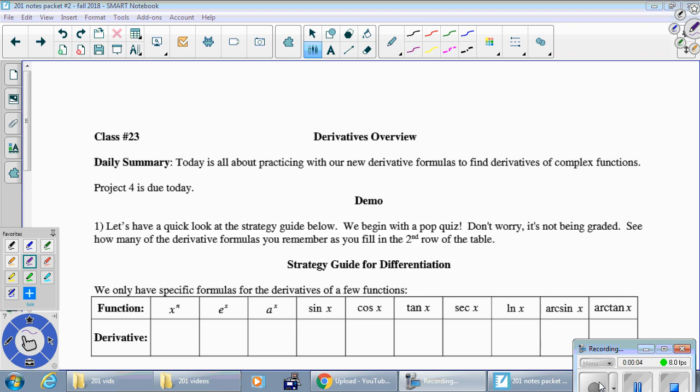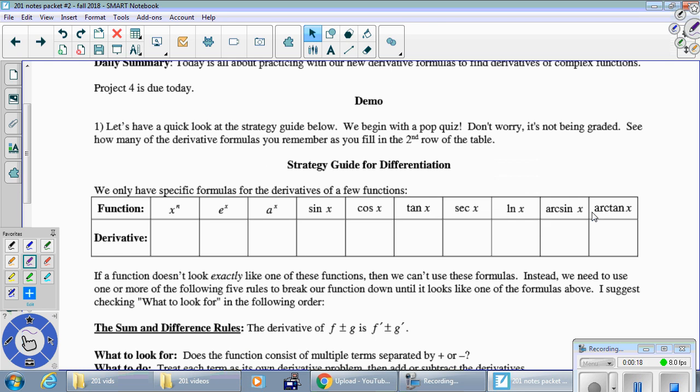Lesson 23, demo. Today is all about practicing with our new derivative formulas to find derivatives of complex functions. Let's have a quick look at the strategy guide below. We begin with a pop quiz. Don't worry, it's not being graded. See how many of the derivative formulas you remember as you fill in the second row of this table.